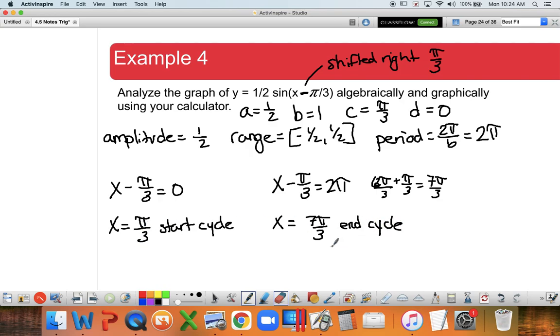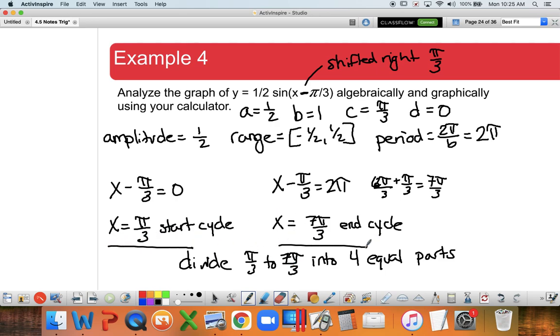So between pi over 3 and 7 pi over 3, that's where I'm going to complete the full period for this new function that I've graphed here. In order to figure out the points, I'm going to divide pi over 3 to 7 pi over 3 on my x-axis into 4 equal parts. That's going to tell me the points that I need on my x-axis to be able to complete the sine curve. But for the most part, just in terms of analyzing the function, I think we've hit all the important points that we need.